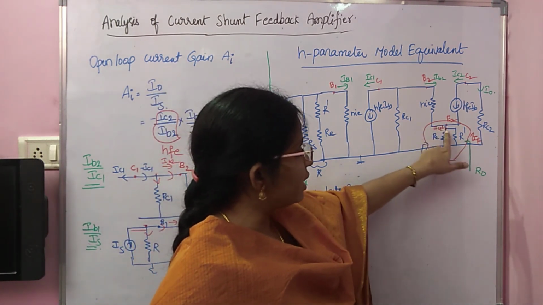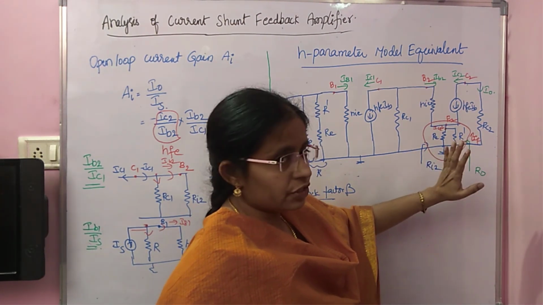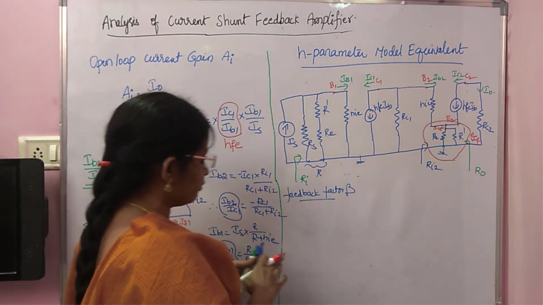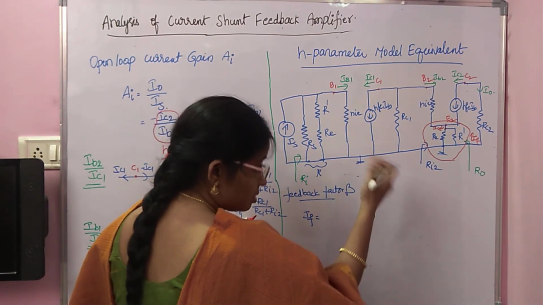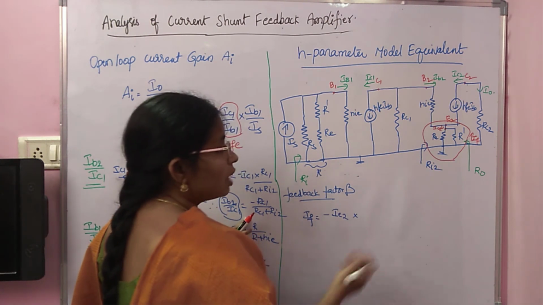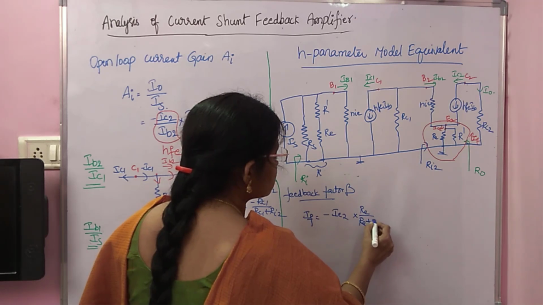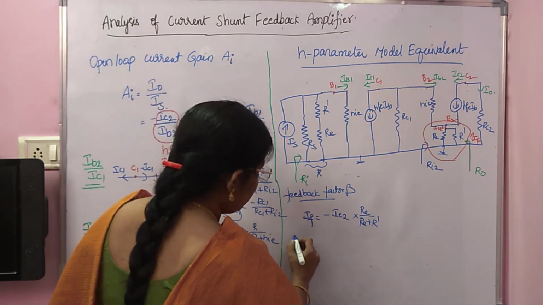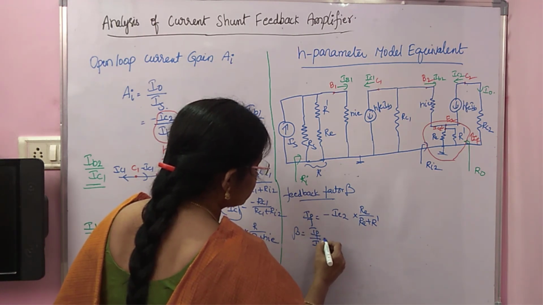So what is IF again? This IE2 is divided into two parts. One is through RE, another one is through R dash. But the opposite current is IF. Through R dash, the opposite current is IF. So IF is equal to the total current. As the two are in opposite direction, you take minus, into total current IE2 into opposite resistance RE by the sum of resistances RE plus R dash. Now your beta is actually feedback network output IF and feedback network input I0.